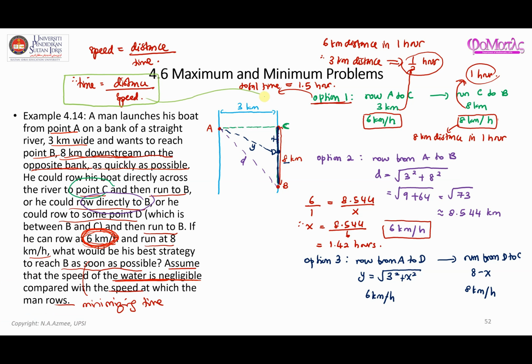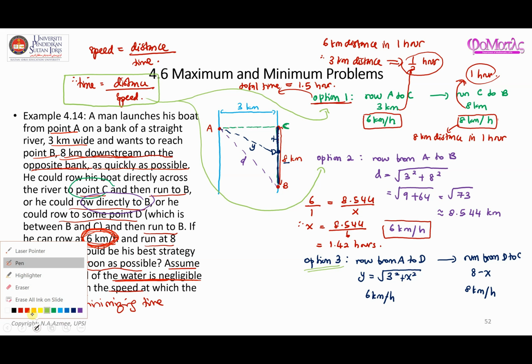So you can actually apply this formula to find out the total time for option 1 and the total time for option 2. So that's another way of solving what I've shown you just now. Okay, now for option 3, we need to find the time taken to row from A to D and to run from D to C, and this is going to be constructed using a mathematical function. So we need to construct a mathematical function first.